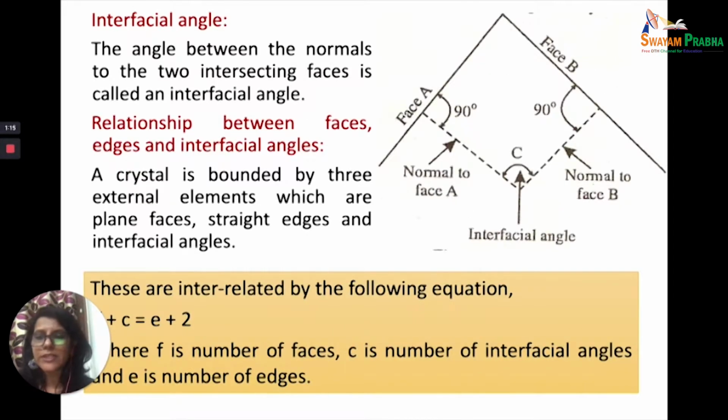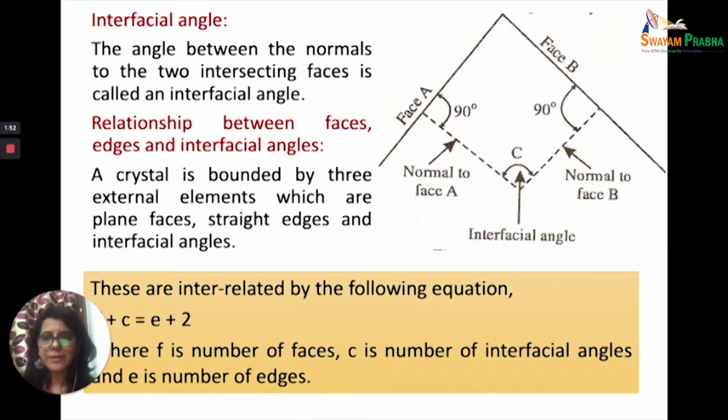Now let's take a look at the interfacial angle. We have already done these in the previous lecture, but just for recapitulation. So what is an interfacial angle? It is the angle between the perpendiculars to the two adjacent faces or the two intersecting faces. So let's say this is a face A and this is a face B. They both intersect like this. Now, a perpendicular to face A and a perpendicular to face B will intersect at that point, and the angle between these perpendiculars is called the interfacial angle.